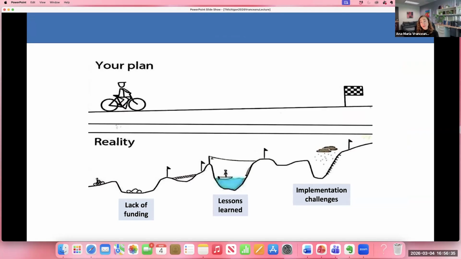I think when I started, I thought I'm getting on my bike and I'm just going to have this smooth road. It's never like that. There's lots of challenges. There's lack of funding, there's lessons learned, there's implementation challenges. And I think, particularly in these really challenging times that we're living in these days, it's really important to be perseverant if you really care about the research that you're doing and the population that you're doing it in.